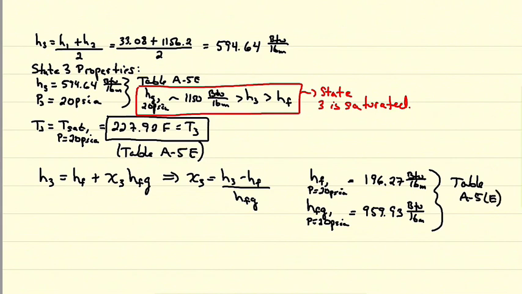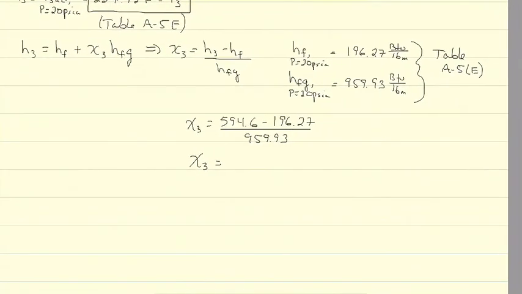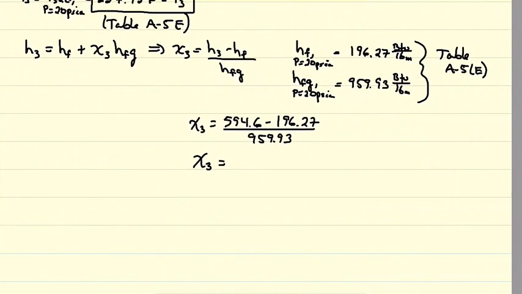Okay. And now I can go ahead and plug all of this into my quality equation, where I get that X3 is equal to H3, which we calculated to be 594.64, minus Hf, which we looked up to be 196.27, divided by our Hfg, which is 959.93. And so then we can plug this into our calculator and get a final answer for quality, which is 41.5%.